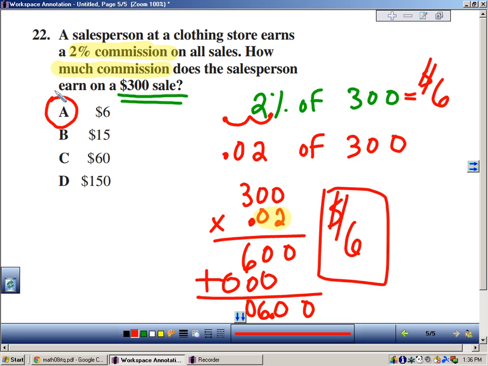So this is an important set of questions that we just worked out, and it's a big portion of the California High School Exit Exam.